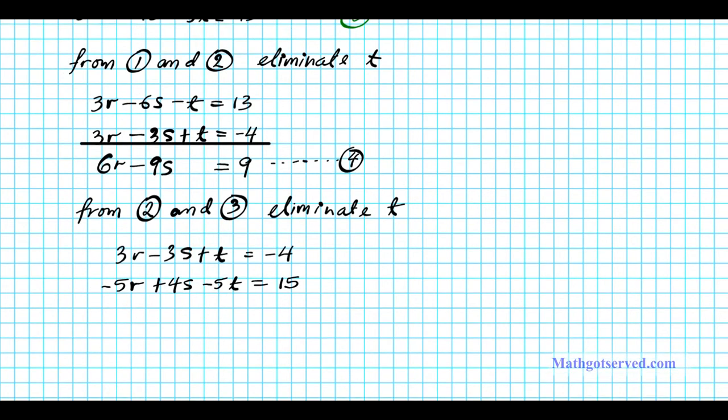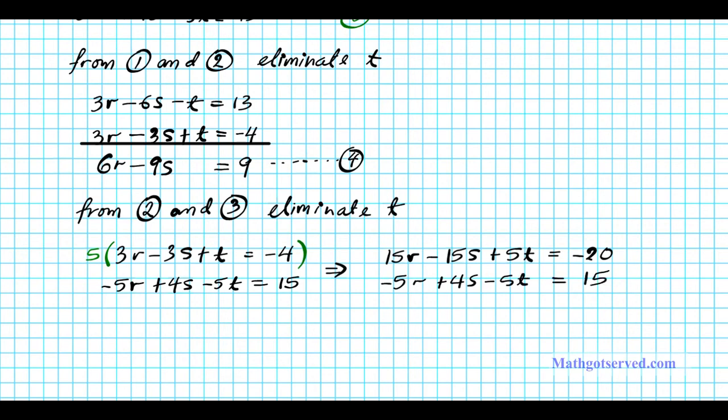Okay, so we want to create opposites with the t's so we can eliminate them by combination. So the opposite of -5 is +5. So we're going to go ahead and multiply equation 2 by +5 so the t's can be opposites. So that is going to yield 15r minus 15s plus 5t equals -20. Equation 3 remains unchanged: -5r plus 4s minus 5t is equal to 15.